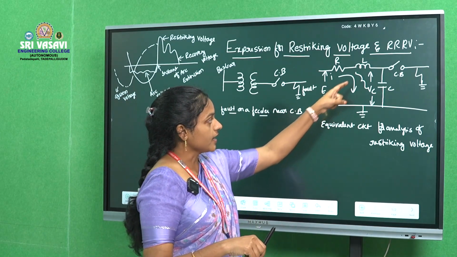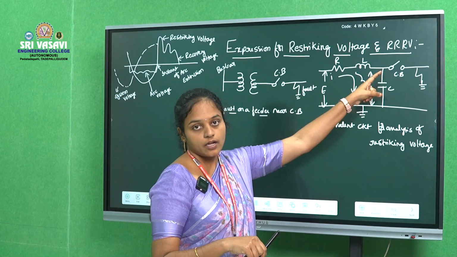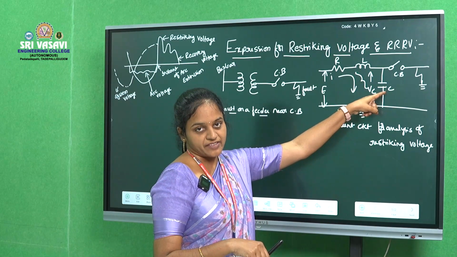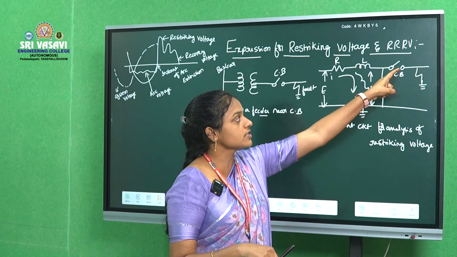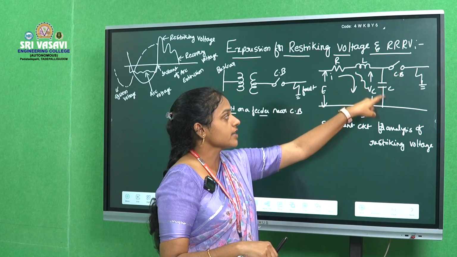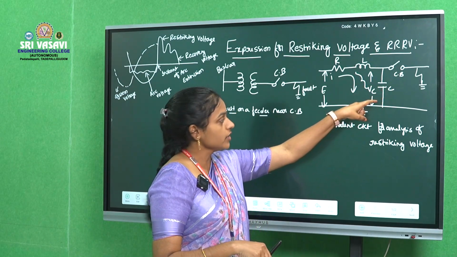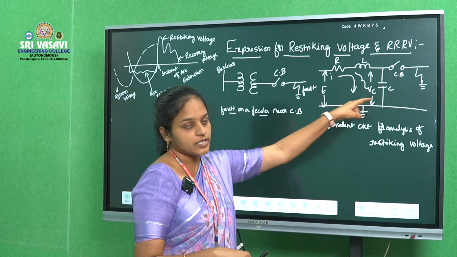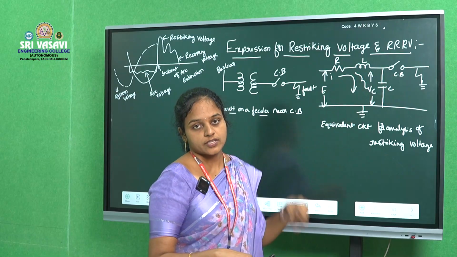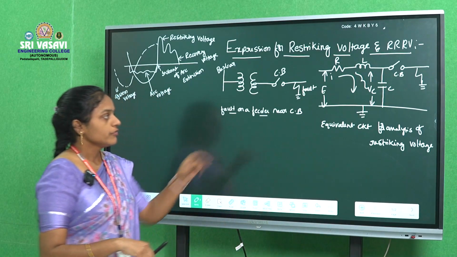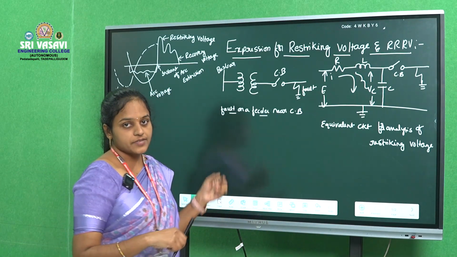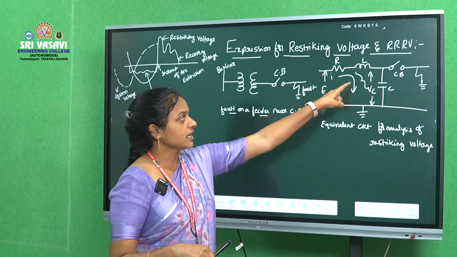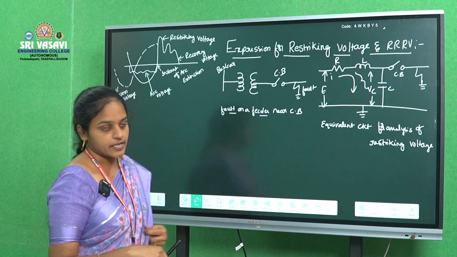Then at that time, the current flowing through the circuit breaker will flow through this capacitor. That means the voltage appearing across the circuit breaker will appear across this capacitor. So if we find the voltage across the capacitor, that will be the restriking voltage produced across the circuit breaker. For obtaining this restriking voltage, we'll apply KVL to the L and C circuit.